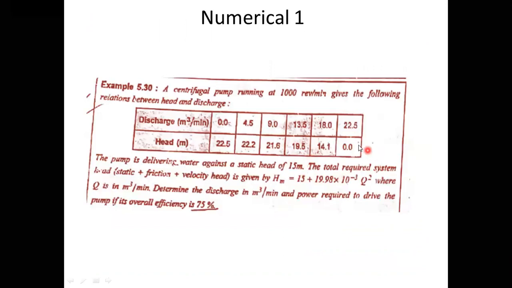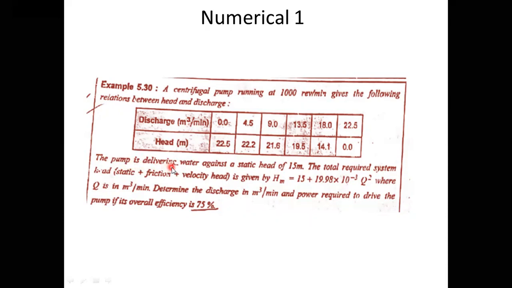So the first numerical is that a centrifugal pump is running at 1000 revolutions per minute, that is, RPM is given. It gives the following relation between head and discharge. Discharge in meter cube per minute: 0, 4.5, 9, 13.5, 18 and 22.5. With respect to the discharge, we have the head: 22.5, 22.2, 21.6, 19.5, 19.6, sorry, 14.1 and 0.0. This relation between discharge and head is supplied by the manufacturer.